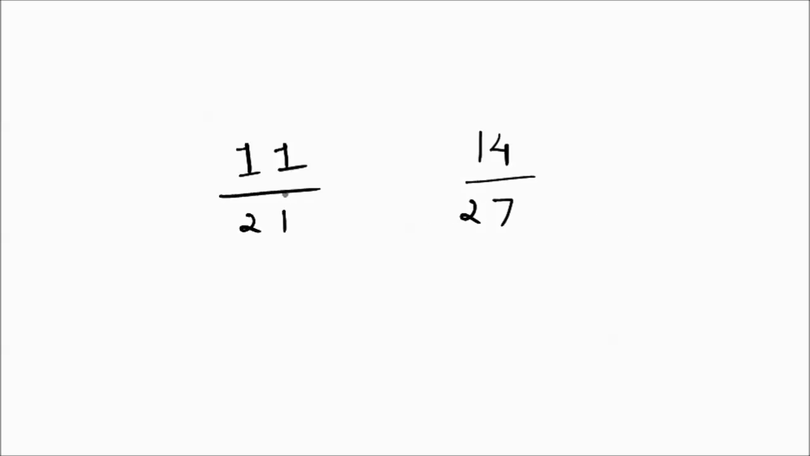You can see that again these ratios are quite close, but to identify the exact comparison, again we are going to use the same technique. So we multiply 21 with 14, and the answer would be 294. And here we multiply 27 into 11. The answer would be 297.